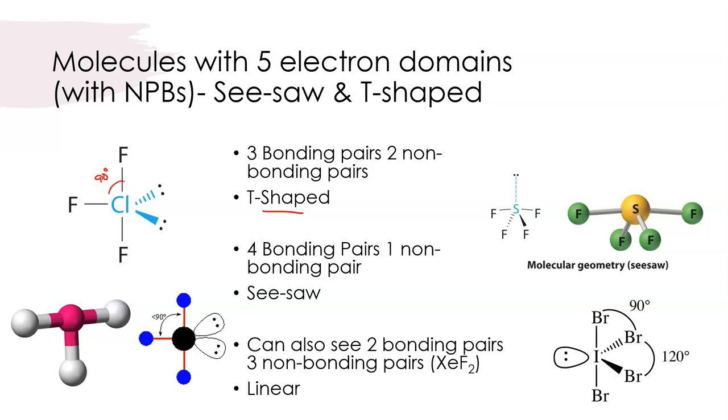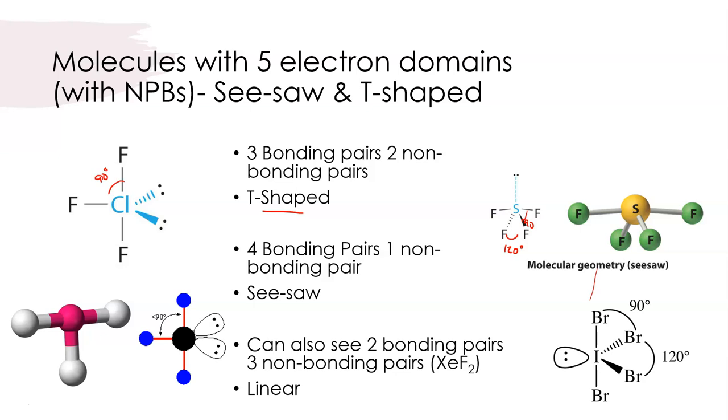The other one that we can see is 4 bonding pairs and 1 non-bonding pair. This is referred to as a seesaw configuration, and we have 90 degrees between the bromines that are linear to each other and the bent configuration ones. So we see 90 degrees here, and then 120 degrees between the base ones that form that V shape.